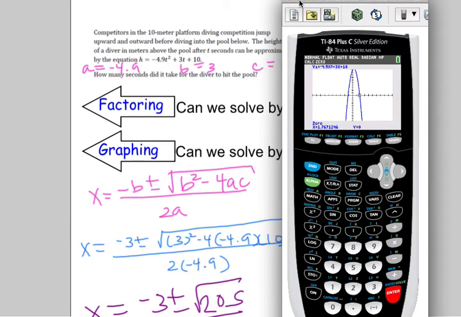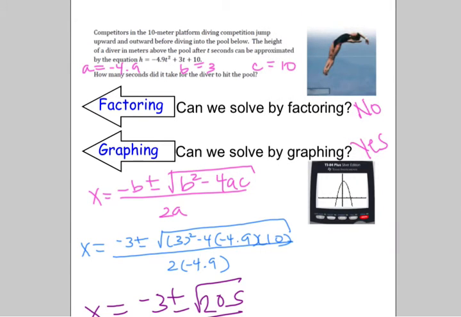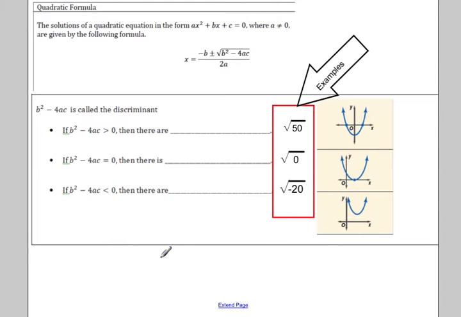Or you can use the quadratic equation, the quadratic formula. So moving on, quadratic formula. Okay, the solution of a quadratic equation in the form ax squared plus bx plus c equals 0, where a doesn't equal 0, can be given by the following equation. So this right here is the quadratic formula. Do you need to know it? Yes. Okay, so I won't be giving you that on your test.